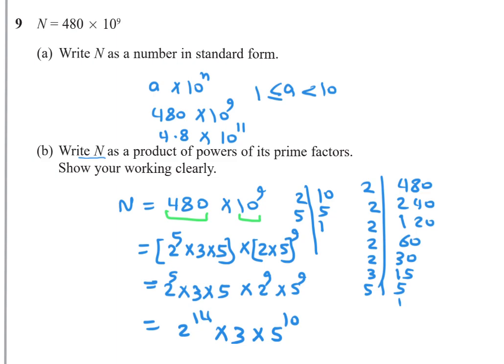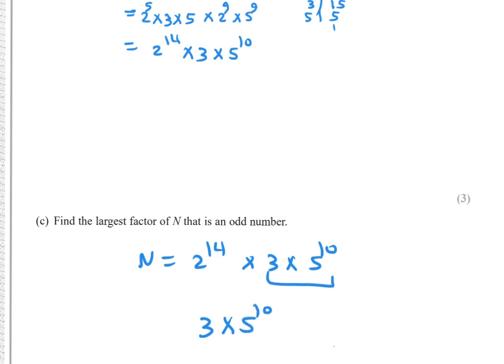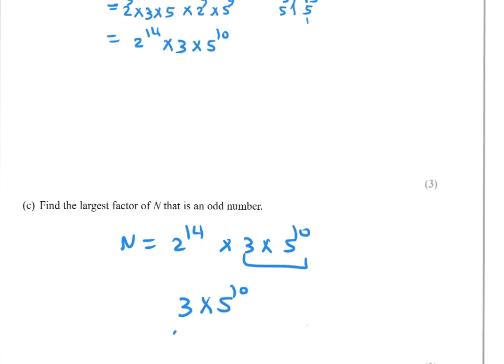Now find the largest factor of n that is an odd number. So n equals 2 power 14 times 3 times 5 power 10. To find the largest odd factor, you have to cancel all the 2s because an odd number is not divisible by 2. So this is the largest odd factor, 3 times 5 power 10 equals 29296875.